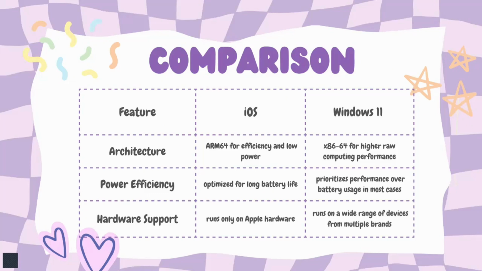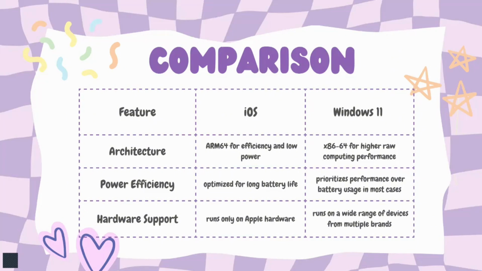Comparison between the iPhone operating system and the Windows 11 operating system. In architecture, iOS uses ARM64 for its efficiency and low power, so the device lasts longer on battery, while Windows 11 uses x86 and x64 for raw performance, handling heavy tasks better. In power efficiency, iOS optimizes battery life with software and hardware control, while Windows 11 prioritizes performance. It uses more hardware support.